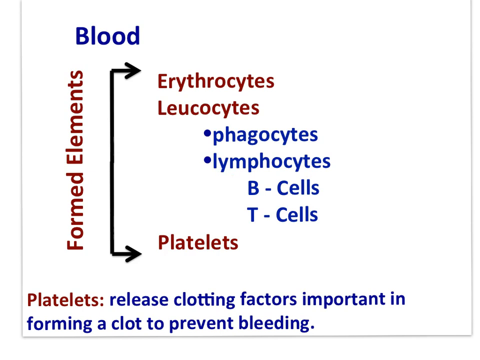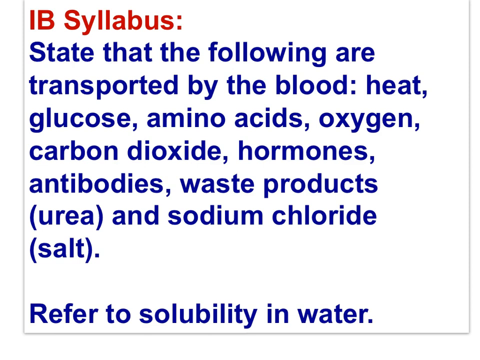Lymphocytes also protect us from disease. B cells secrete antibodies, while T cells activate B cells and work to reduce viral infection. Defense against disease will be studied in the next section of the Topic 6, Human Physiology unit. Here is the next IB syllabus statement.